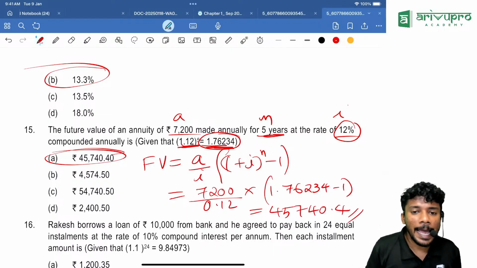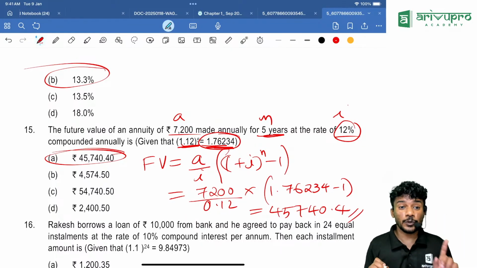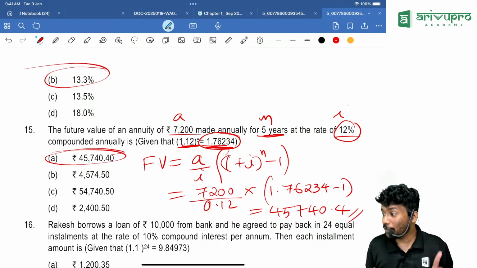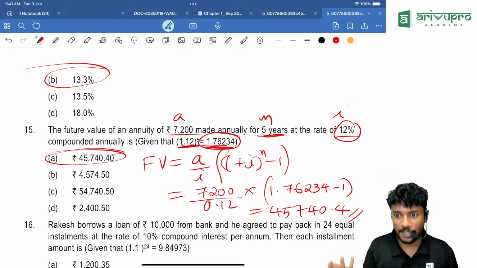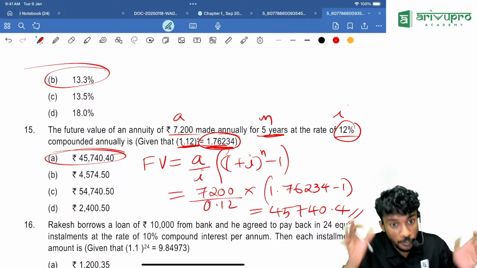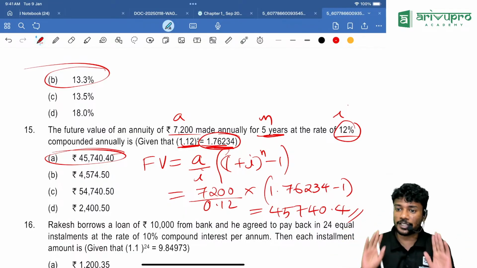45740.4 is our answer. Yes. Use calculator wisely. And one thing: why are we using this formula, not the annuity immediate formula? Nothing is mentioned. End of the year or beginning of the year is not mentioned. So we will take annuity regular.